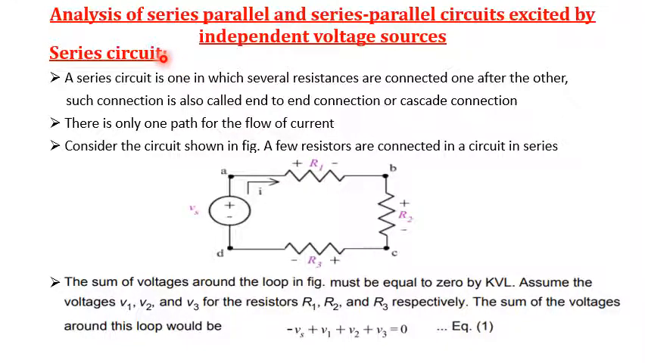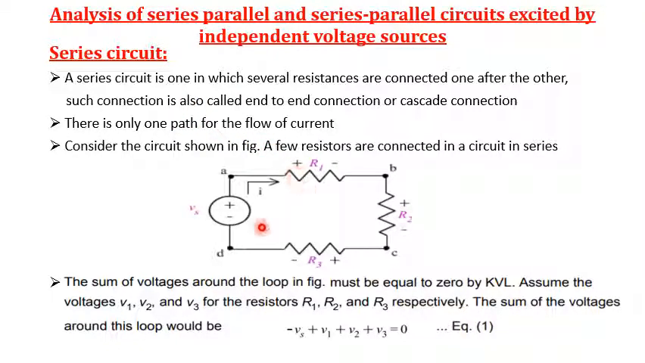A series circuit is nothing but an end-to-end connection. Whatever the circuit parameters or components are, they are connected end to end, or one after the other. A series circuit is one in which several resistances are connected one after the other. Such a connection is called an end-to-end connection or cascade connection. So there is only one path for the flow of current.